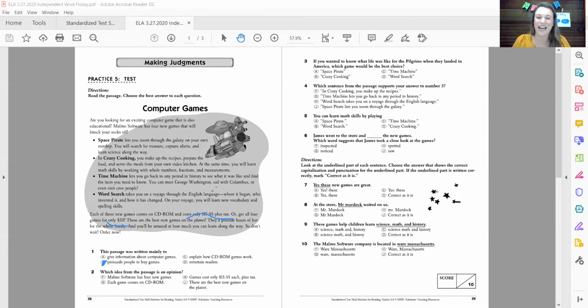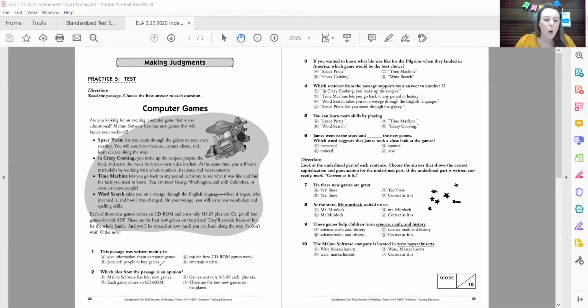And D, entertain readers. This did not make me laugh. It did not make me want to keep on reading. It did not make me want to go out and buy the next book of it. So this is not for entertainment. All right, let me clear that off. It is definitely to persuade people because it is an advertisement.